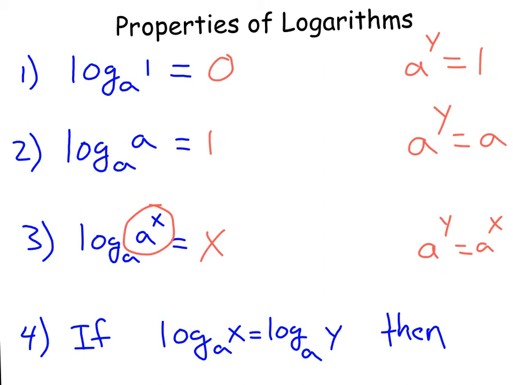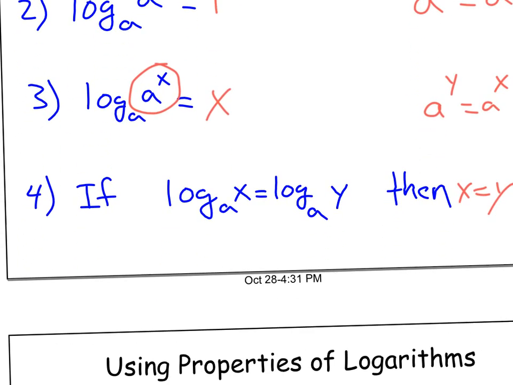Again, property number 4 won't come up right away. Later in the chapter it will. But if you do have one log on each side of the same base, you can just drop them, and simplify that to x equals y.